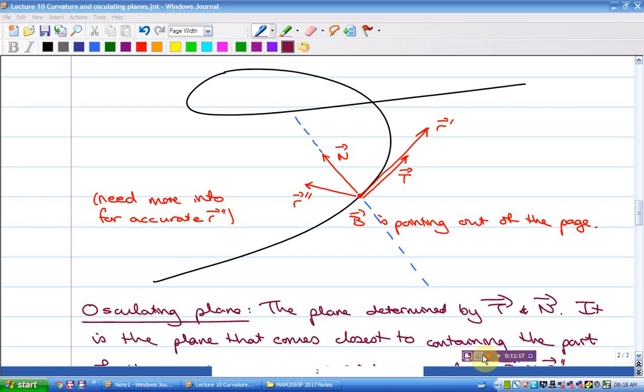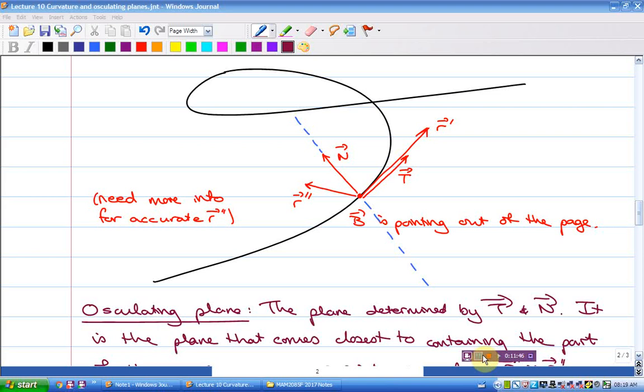But it's overkill. We don't need to do that, because R dash and R double dash will do the job just as well, and they're much easier to find than T and N. The formal definition of the osculating plane is that T and N determine it, where T and N are very well-defined vectors, the unit tangent and unit normal vectors. But to actually get the formula of the plane, we're really not fussed, and so we just cross R dash and R double dash because they do the job.